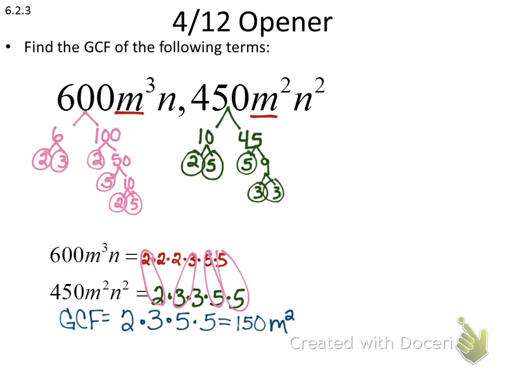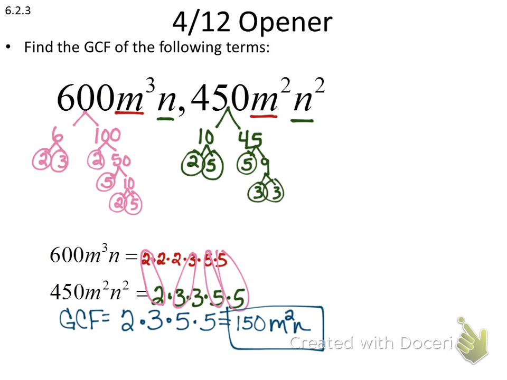I'm going to show you why we're going to use the squared in just a second. We come back up. It has the variable n. Does my second number have the variable n? Yeah. Which one's smaller? Just n by itself. So 150 m squared n is my greatest common factor.